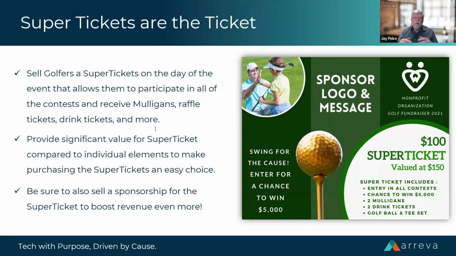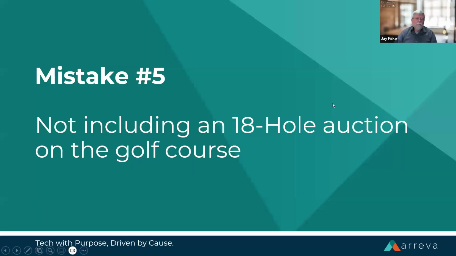So there ought to be some incentive for buying the super ticket, and the hole in one opportunities for the car or the boat or the motorcycle is a good way to push the super tickets where people may be on the edge. Okay, great question. Thank you.